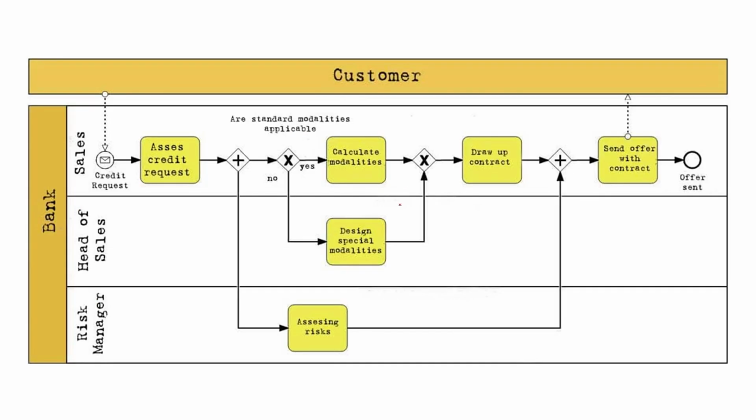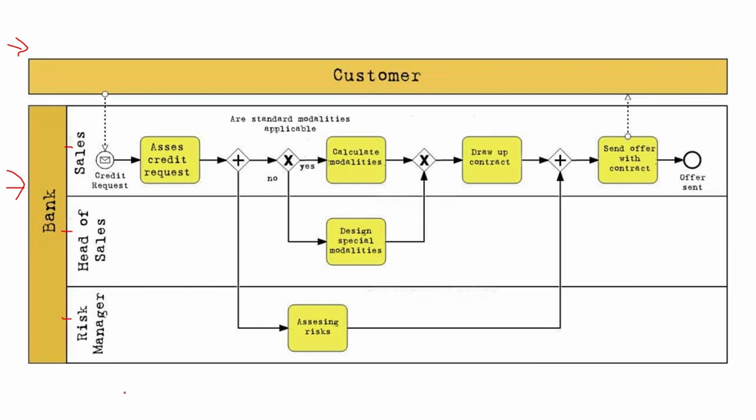Let's move on to the next, also fairly easy one. So the first thing, as you know, what I've mentioned is always look out for pools and lanes. So we can see here, there is a pool, customer, and here is one, the bank. So we have 2 organizations, 2 processes coexisting. And within the bank, we have sales, head of sales, and the risk manager as roles here in lanes.